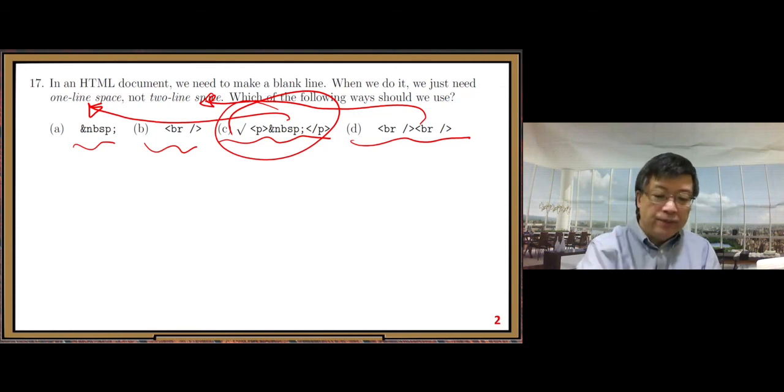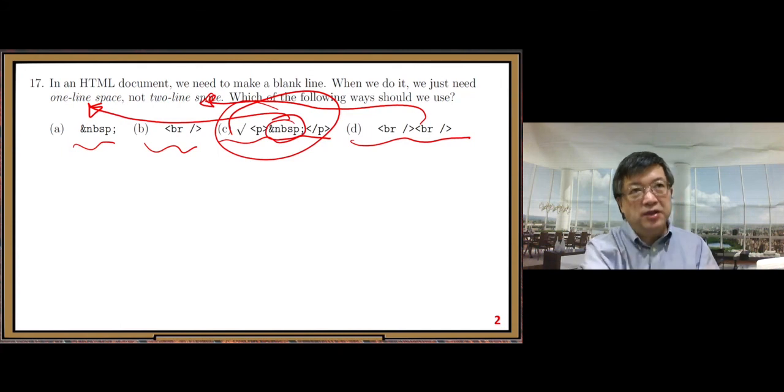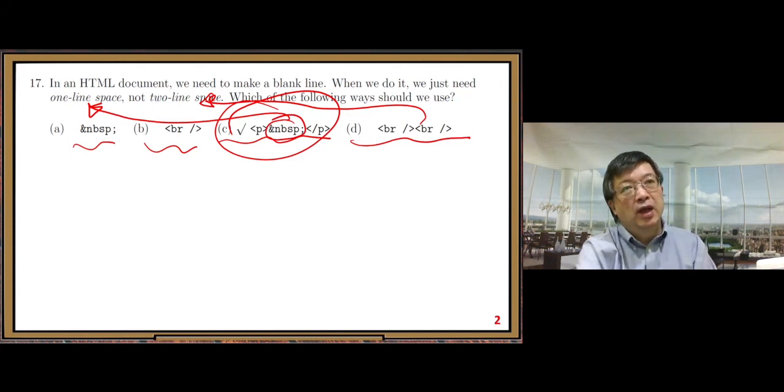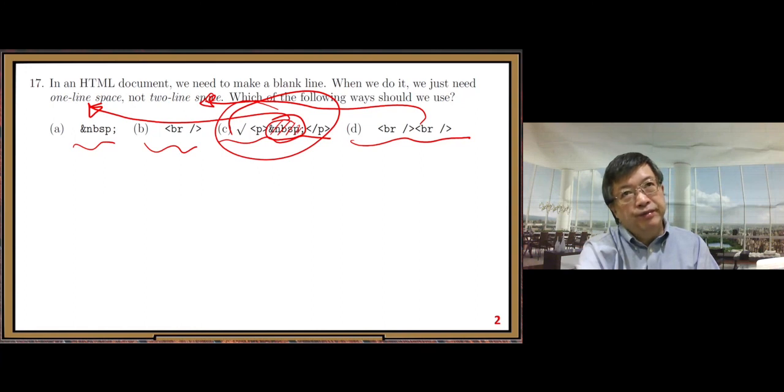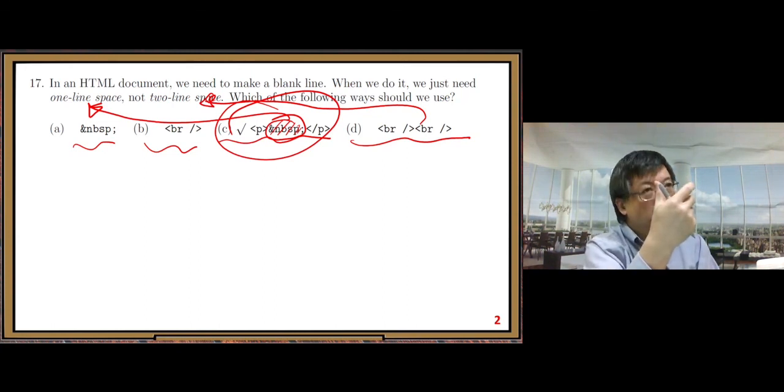In the C way, it is better to put an empty space between a pair of P tags. Yeah, it's better to put that, because sometimes people may skip this part, and that is not very good. If you skip that part, a pair of P tags contains nothing, so it could be removed.